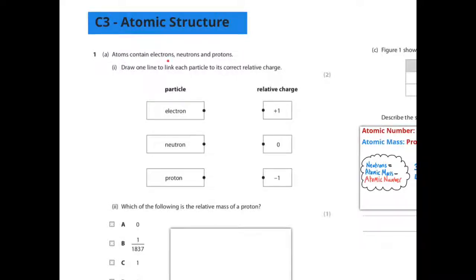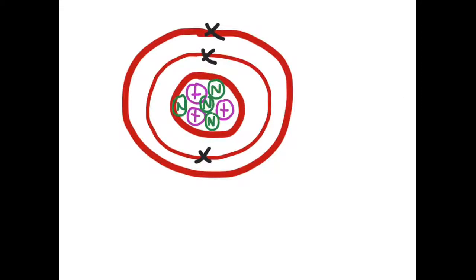Atoms contain electrons, neutrons, and protons. These are the three subatomic particles that make up its structure. Draw one line to link each particle to its correct relative charge. So 3 lines, one from each box.